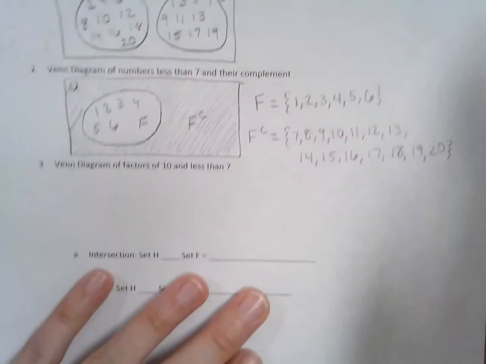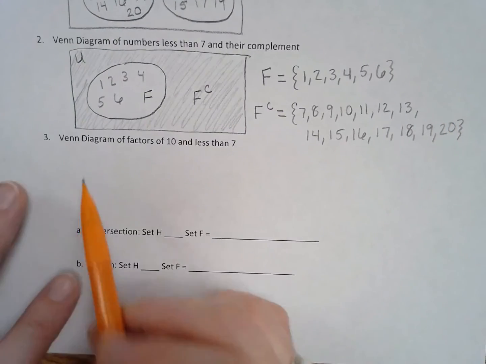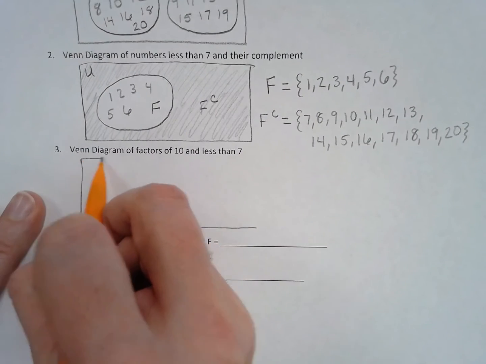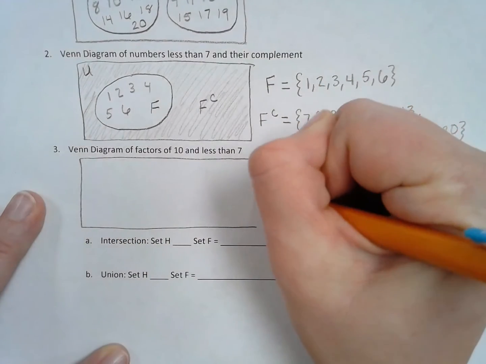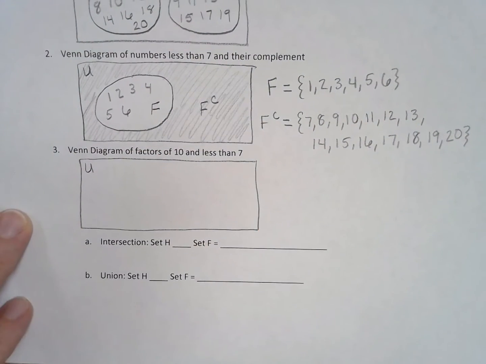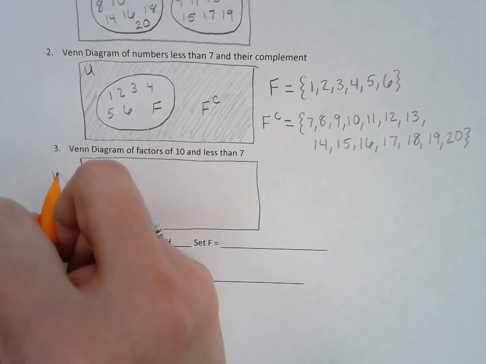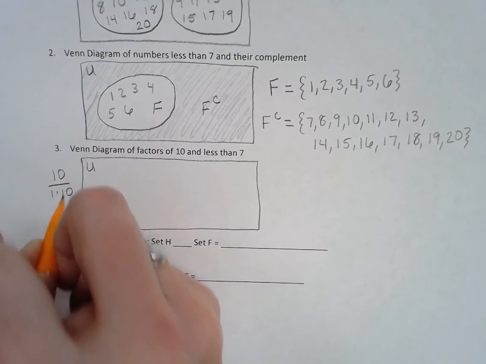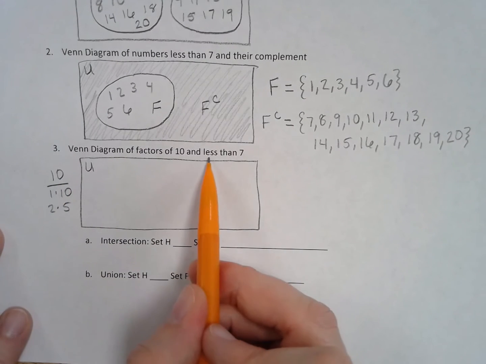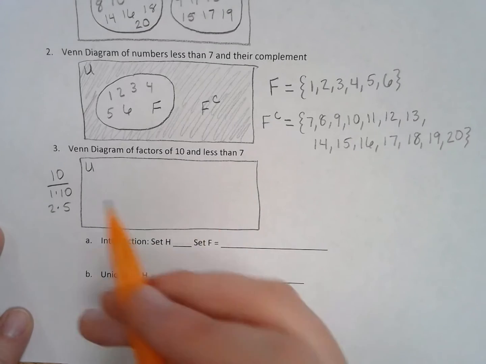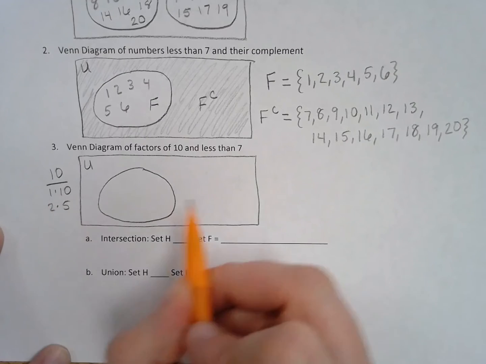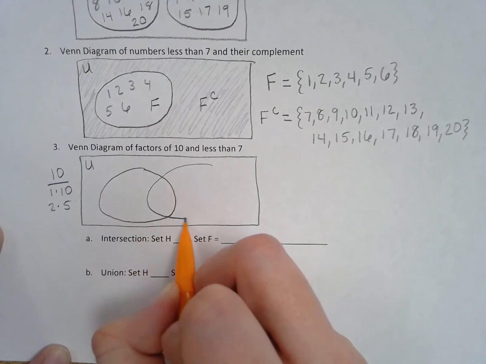So our final example here, number 3, we're going to have a Venn diagram, this time showing the factors of 10 and numbers less than 7. So again, this whole box represents the universal set. Factors of 10, well, let's go ahead and list those first. We've got 1 times 10, 2 times 5, and those are all of our factors of 10. Because we also want to include the numbers less than 7, we will have some overlap because 1, 2, and 5 are all three less than 7.